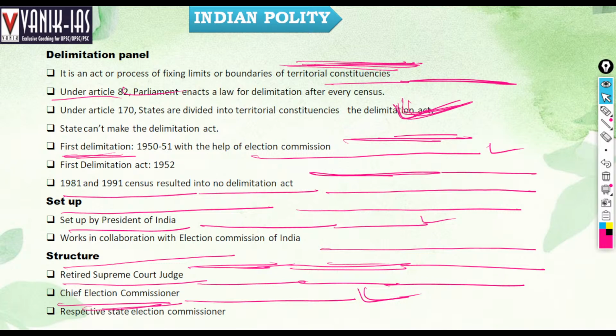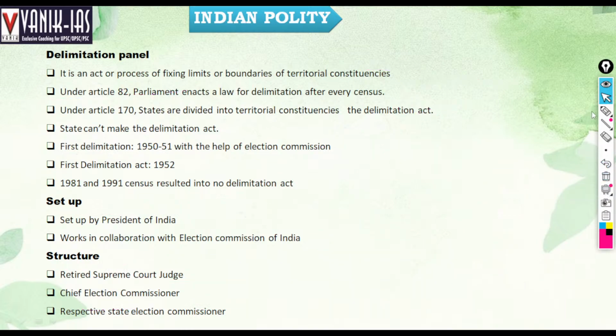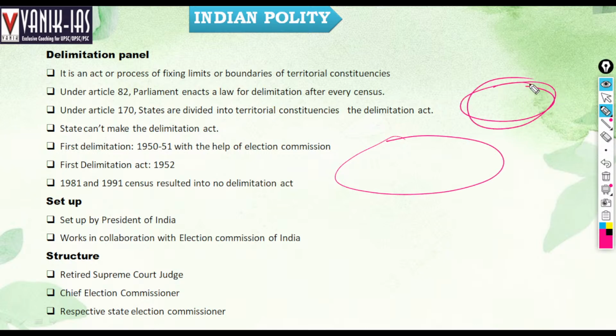Okay, delimitation panel. It is the act or process of fixing limits or boundaries of territorial constituencies. Right? Of a territorial constituency means, suppose there is an MP seat, it has a limit. There is an MLA seat, it has a limit. Changing these boundaries is called delimitation.